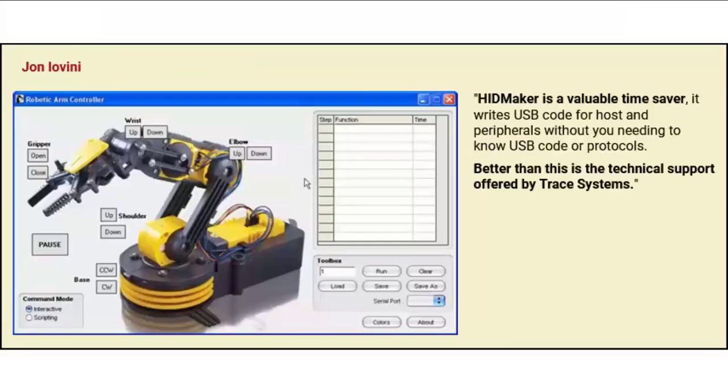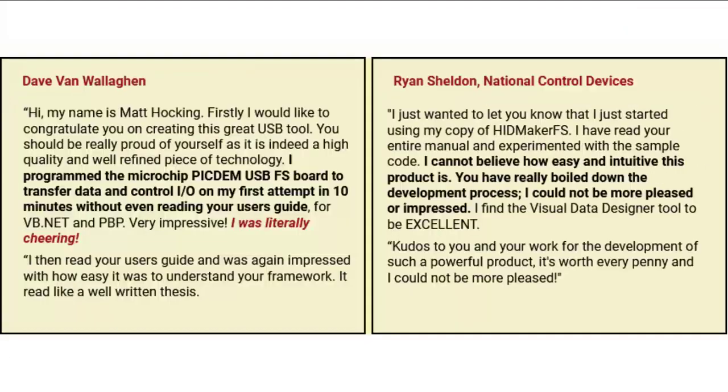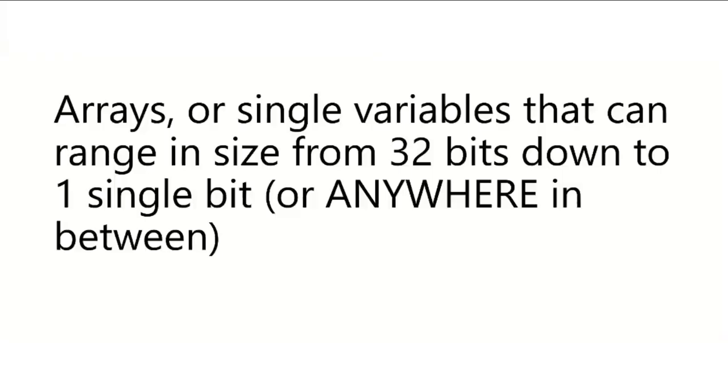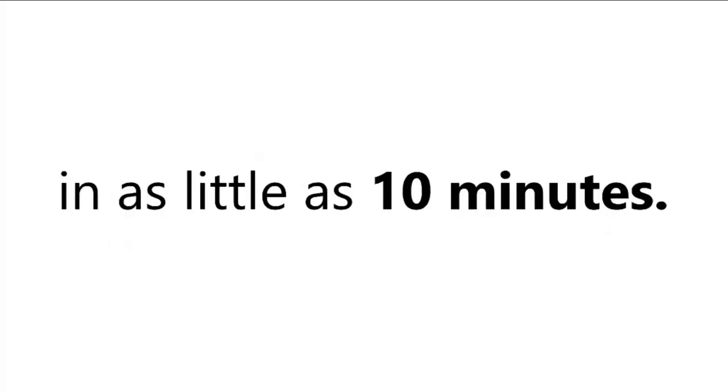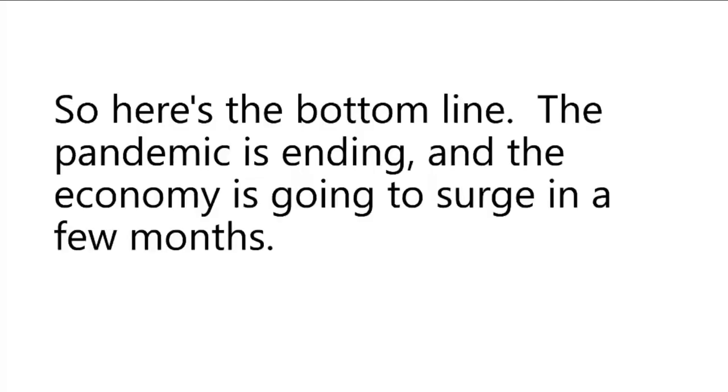Those developers can quickly use HIDmaker to define the transfer data items that get sent over USB, arrays, or single variables that can range in size from 32 bits down to one single bit or anywhere in between, and generate code that compiles and runs and communicates correctly in as little as 10 minutes. And that code works end to end, guaranteed.